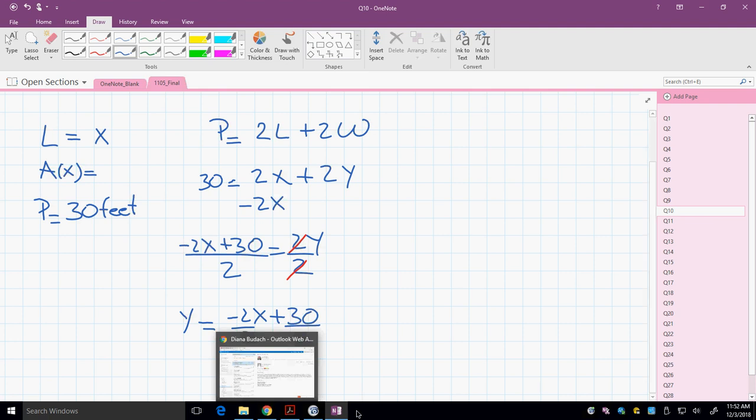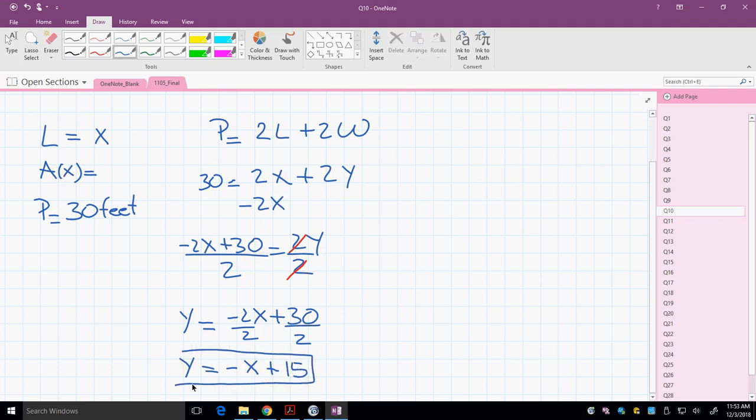So we have y equals negative 2x divided by 2, which is going to give me negative x, and 30 divided by 2 is going to be 15. So having y, I can go ahead and use that and substitute in my area.